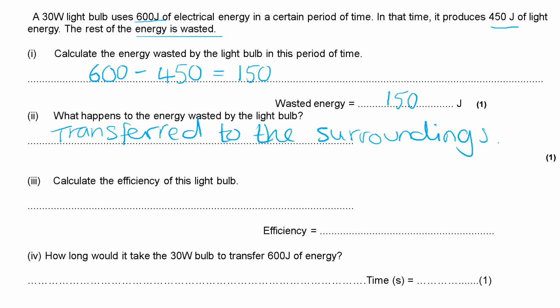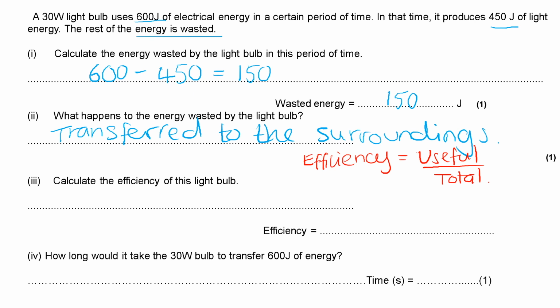Okay, now we've got to calculate the efficiency of the light bulb. So here we need to remember our equation for efficiency. So efficiency is the useful energy divided by the total energy.